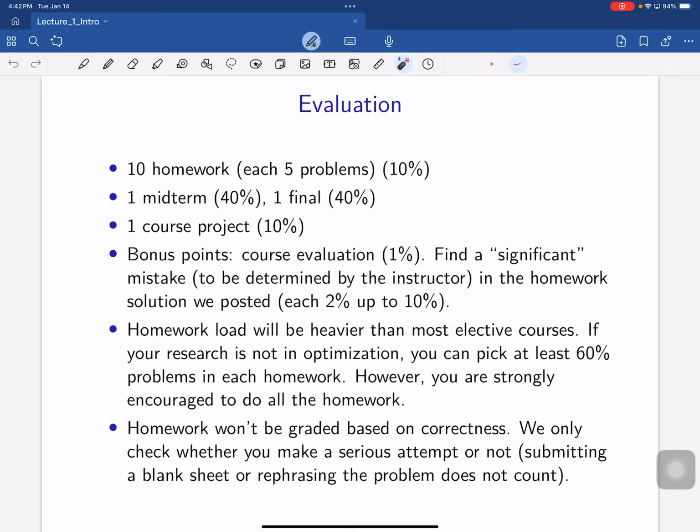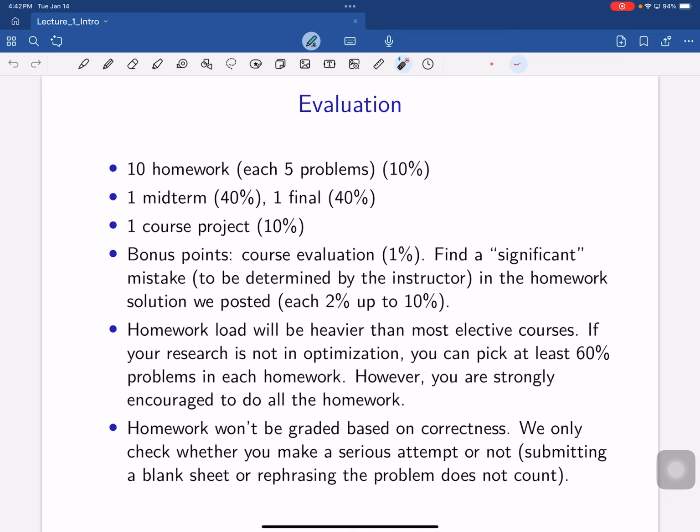Probably that is true, but then you can pick 60% of the problem in each homework if your research is not in optimization. So out of the 5 questions, maybe you can pick 3 questions. Or you could pick maybe 50% of each question, and for one problem, you solve the full problem, right? But then you are strongly encouraged to do the homework, and also strongly encouraged to do the homework by yourself before you check the solutions.